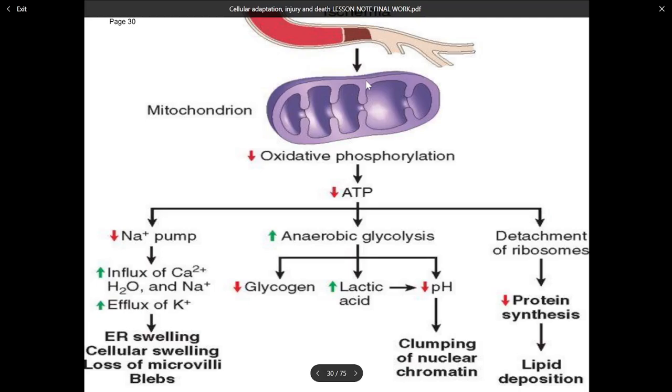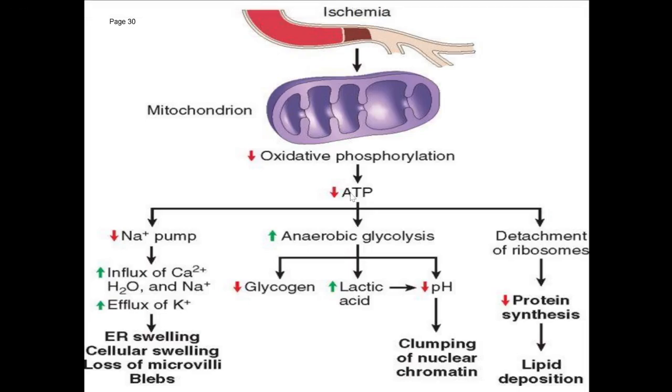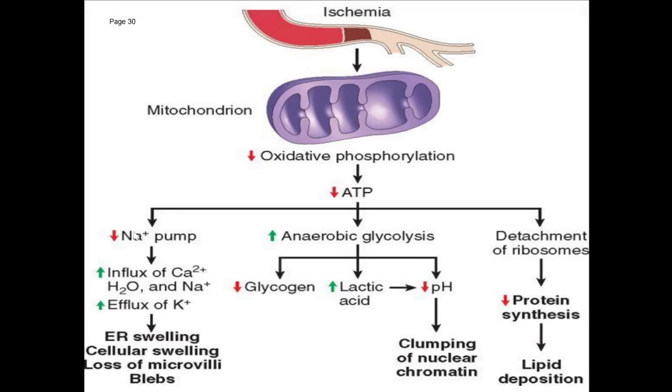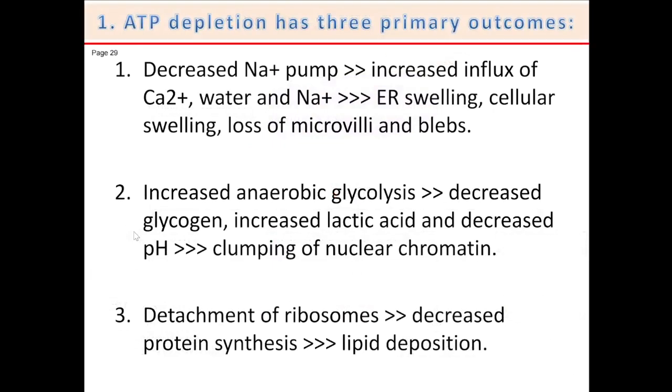So there will be decrease in oxygen supply to the mitochondria. So this will result in decrease in oxidative phosphorylation of ATP. When there's decrease in oxidative phosphorylation, there's decrease in the formation of ATP. So when there's ATP depletion, all those three main outcomes that we spoke about here will occur.